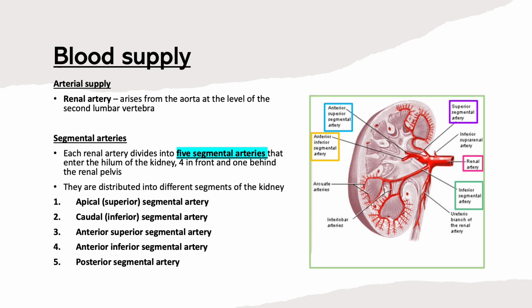Each renal artery divides into 5 segmental arteries that enter the hilum of the kidney, 4 in front and 1 behind the renal pelvis. These are distributed into different segments of the kidney: 1. The apical superior segmental artery. 2. The caudal inferior segmental artery. 3. The anterior superior segmental artery. 4. The anterior inferior segmental artery. And 5. The posterior segmental artery.